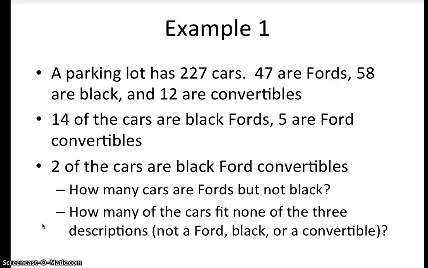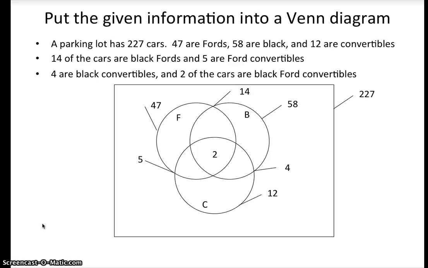So there's two questions we're going to want to answer. How many of them are Fords but not black, and how many fit none of the three descriptions? So first, let's put the information into a Venn diagram. So 227 cars is out here, the universal set. 47 are Fords, means this circle here has 47 elements in it. This circle is a circle of black cars that has 58 elements in it. The circle down here is a circle of convertibles, and that has 12 elements in it.